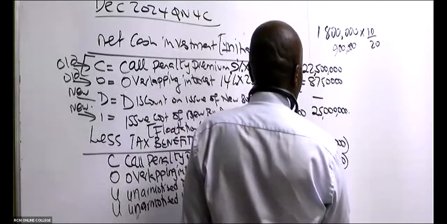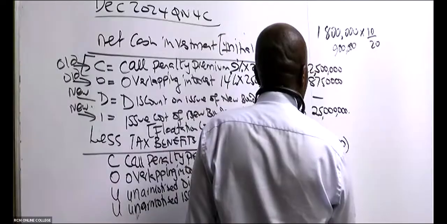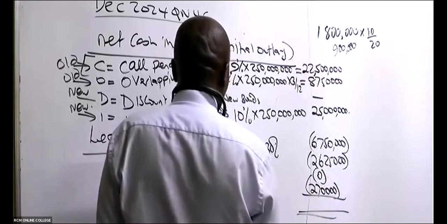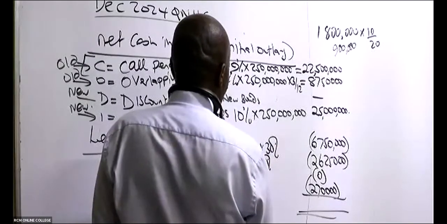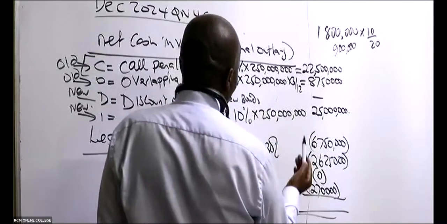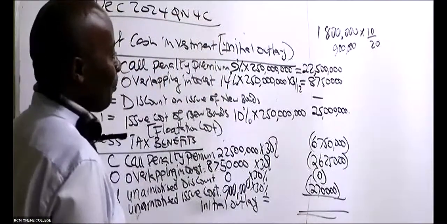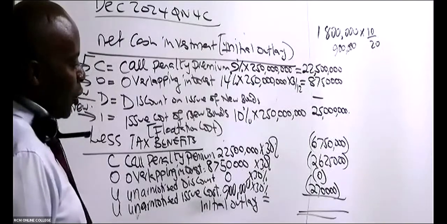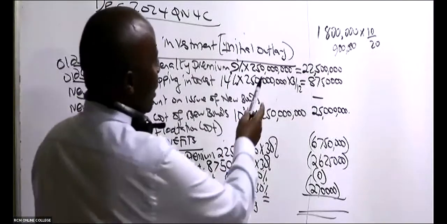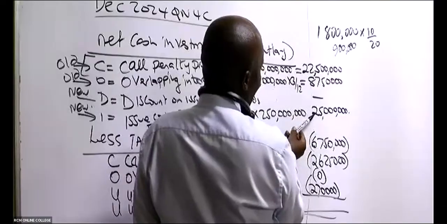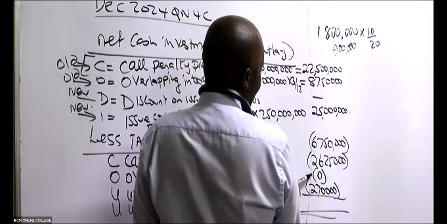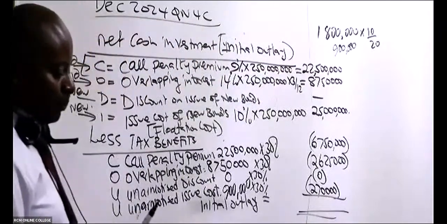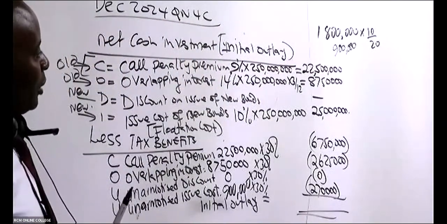270,000. So at the time of you doing this redemption, you must be having this initial outlay. How much are we talking about? So you take this plus this plus this minus this minus this minus this minus that. You give me an answer. That is the initial outlay.